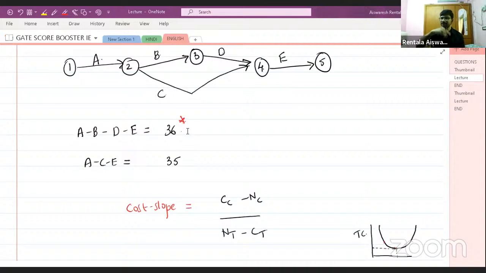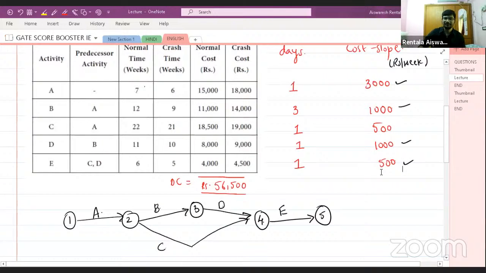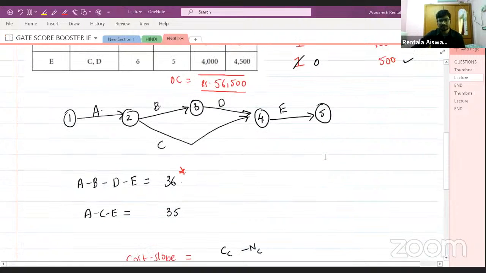So always look at the subcritical path if you want to crash any activity by more than 1 day or 1 week, anything. Okay. So in this question, there will not be any problem. I will be crashing this particular activity E by 1 day. So let me update. So this becomes 0. Okay. So if I crash this, it becomes 0.